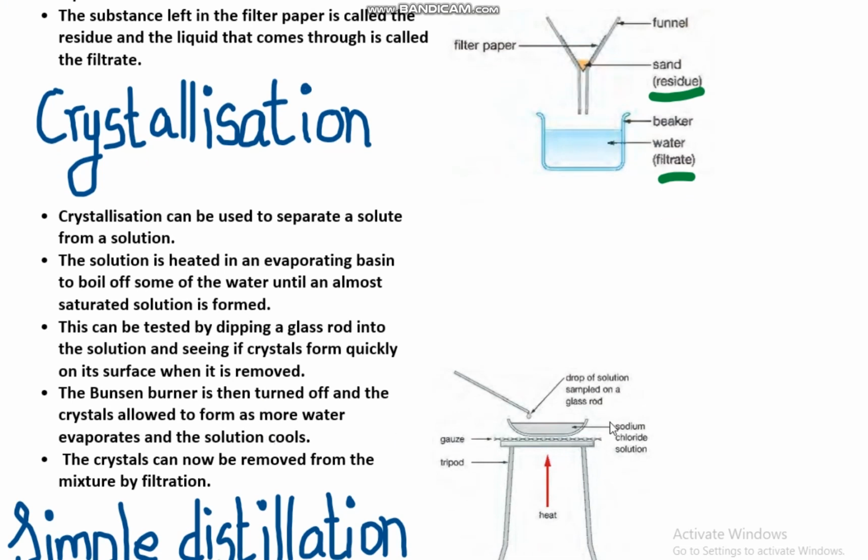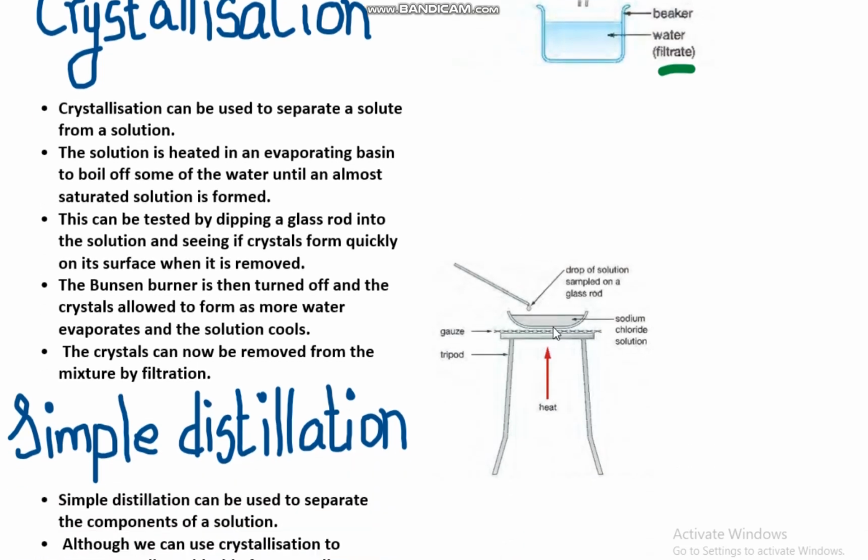So we heat the solution, a sodium chloride solution for example, and then we remove water from it, and it eventually becomes a saturated solution, which we then leave to cool down, and then it turns into crystals, which supposedly have some water. Then we filter it until we find a clear crystal of sodium chloride. So that is how we separate a solute from a solution.